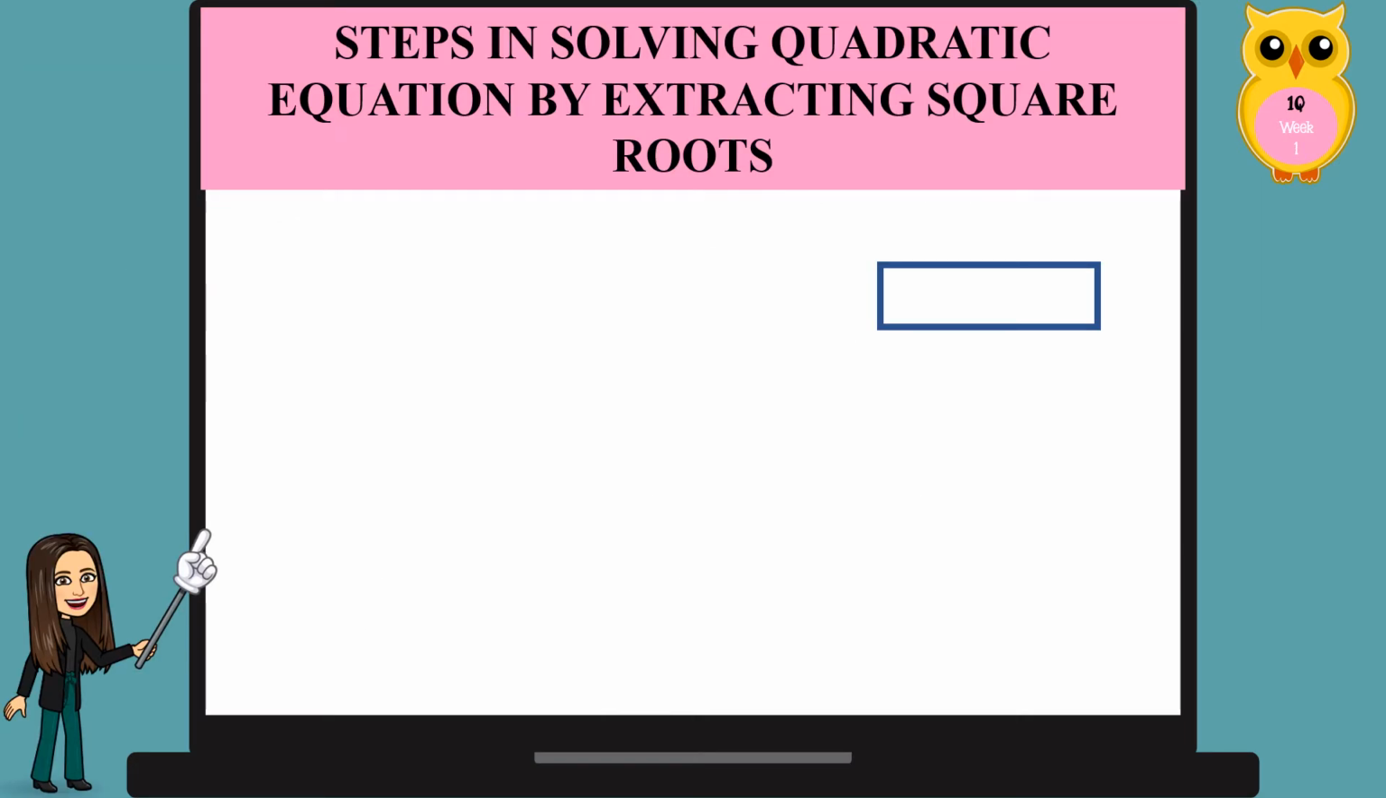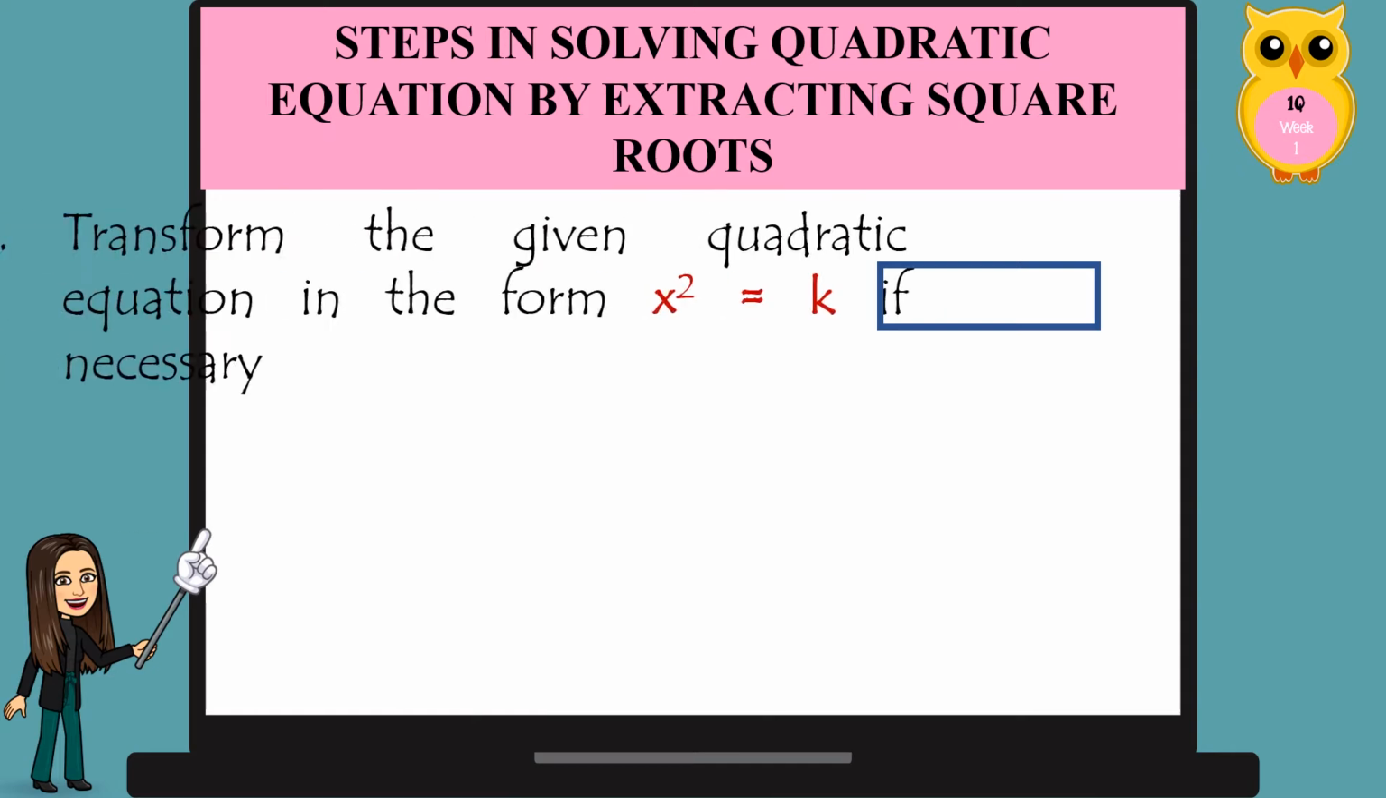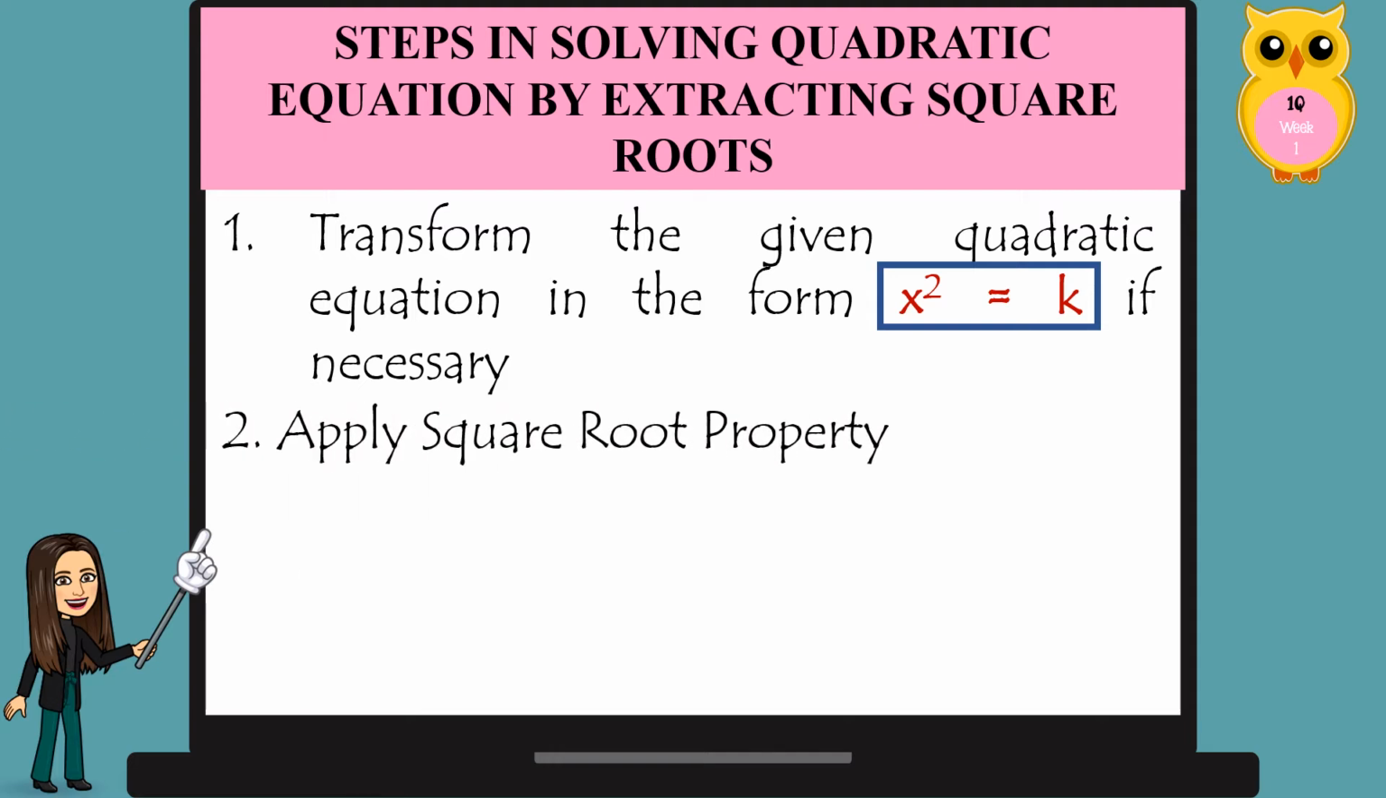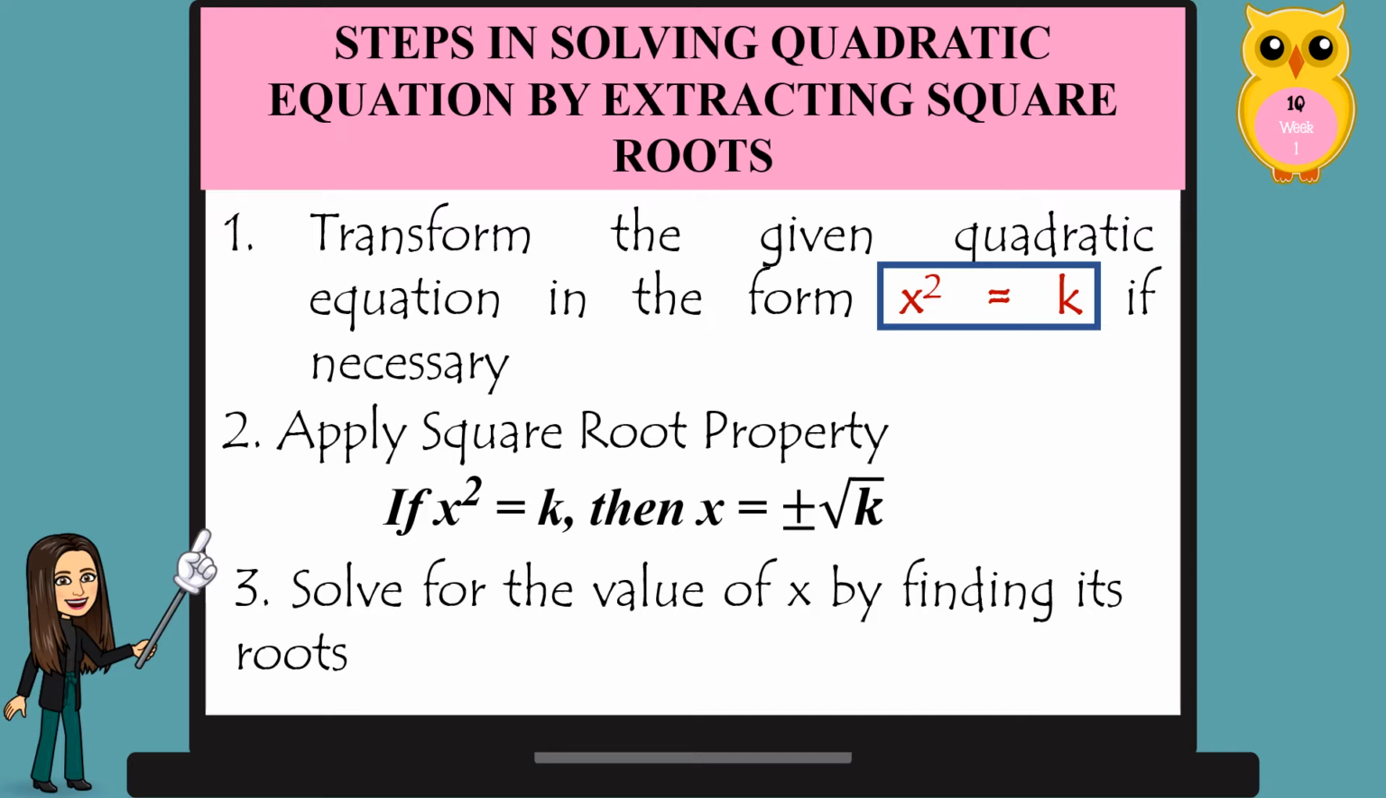The following are the steps or the procedures on how we are going to solve quadratic equation by extracting square roots. First, we have to make sure that the given quadratic equation is transformed in the form x squared is equal to k if necessary. Second, we are to apply here the square root property after we transform the given quadratic equation in that form, wherein if x squared is equal to k, then x is equal to positive negative the square root of k. And then lastly, we have to solve for the value of x by finding its root.